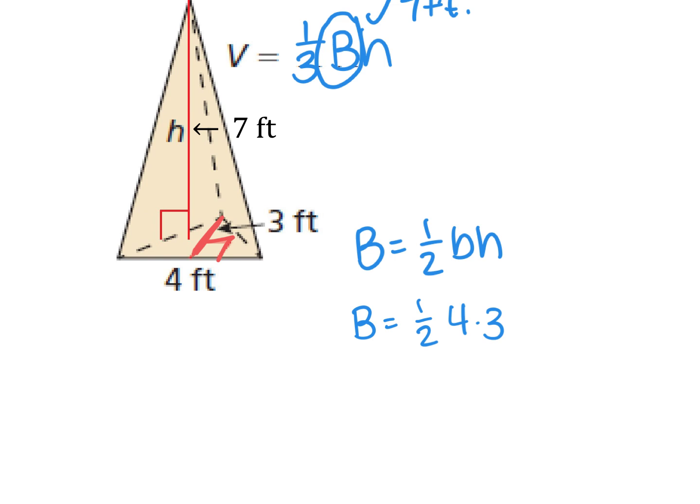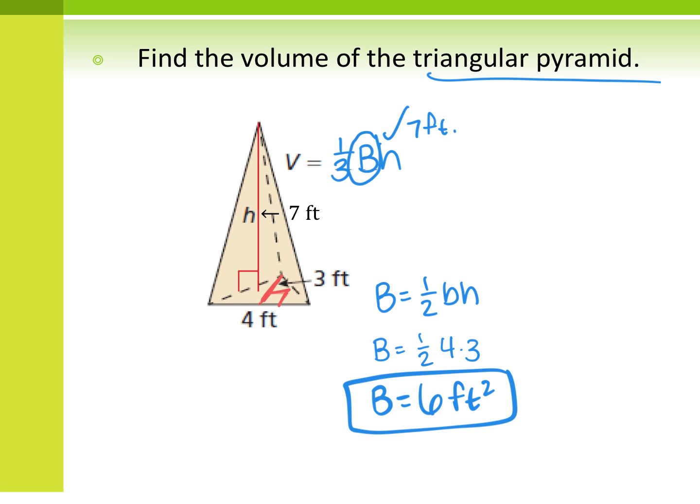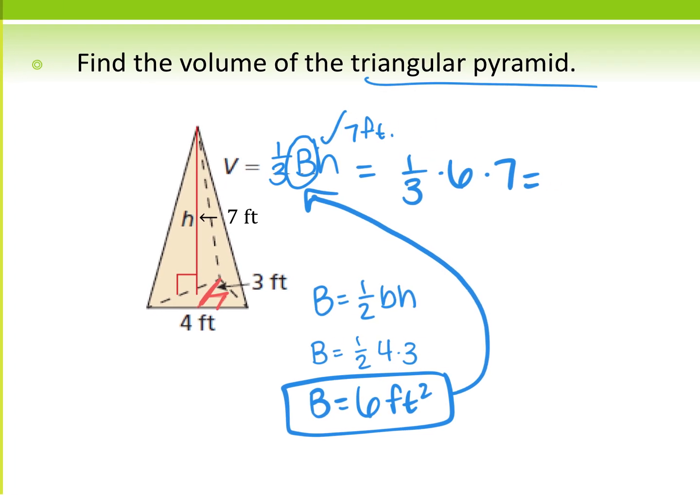What's 1/2 of 4 times 3? So the base is 6, and it's feet squared. Remember, that one's an area. That is not our volume, though. How do we use that to find our volume? Plug it in for B. Okay, so we're going to plug it in for B. We already knew H. H you guys said was 7, right? So now plug it all in. It's going to be 1/3 times 6 times 7. What does that give you? 14 feet. 14 feet cubed.